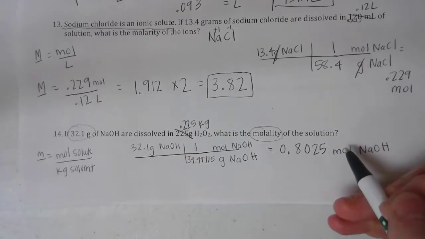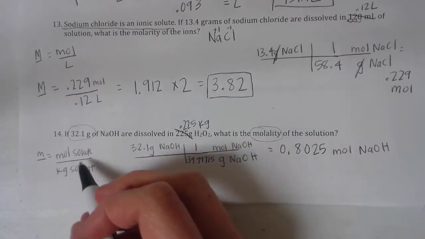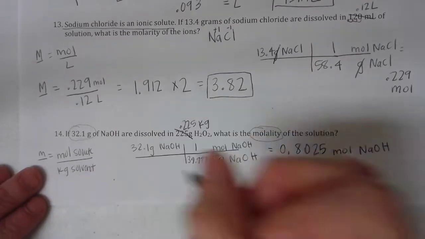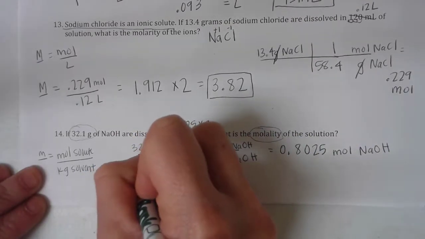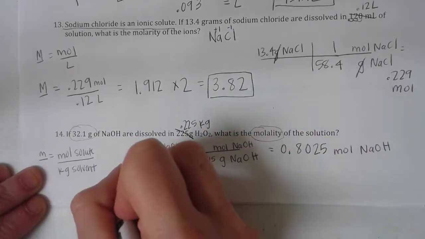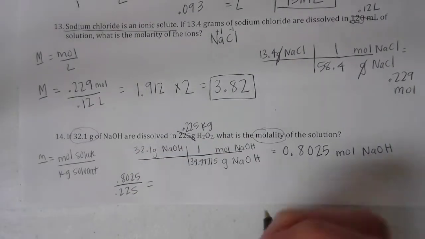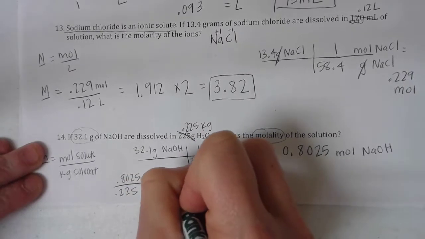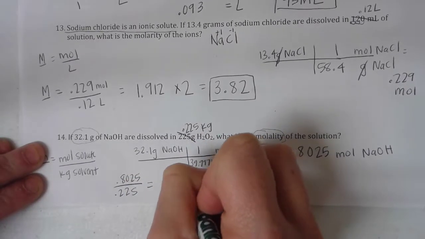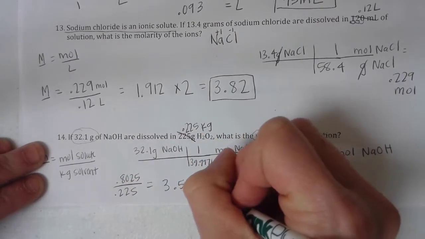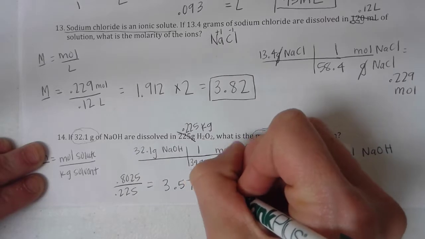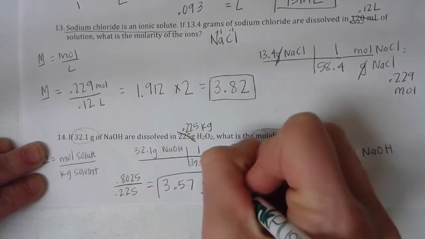So now I have moles and I have kilograms, so I can just go ahead and divide that. 0.8025 divided by 0.225 is going to give me 3.57, around that, molality, and that is your answer.